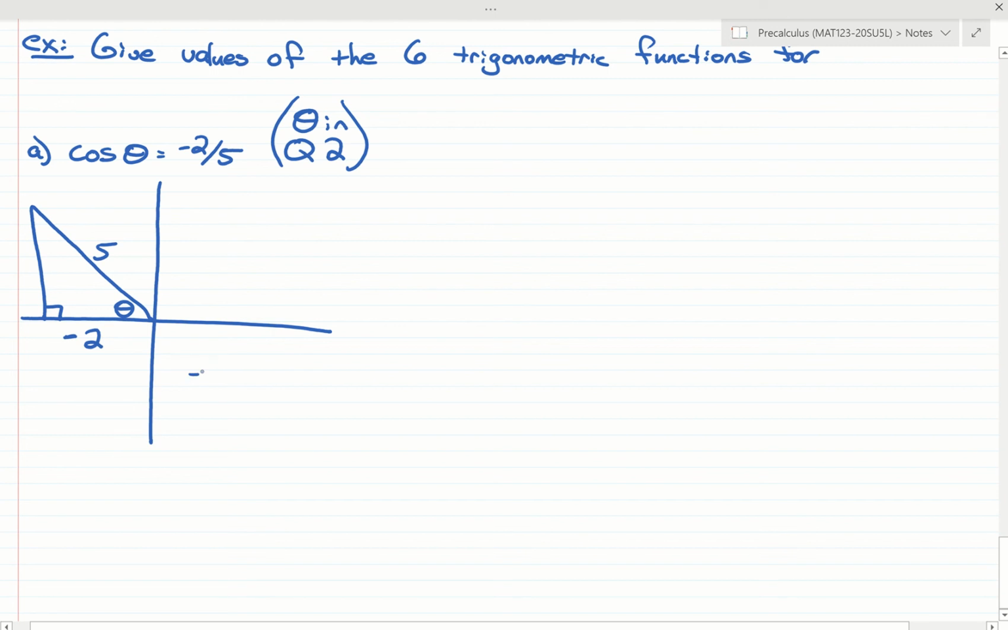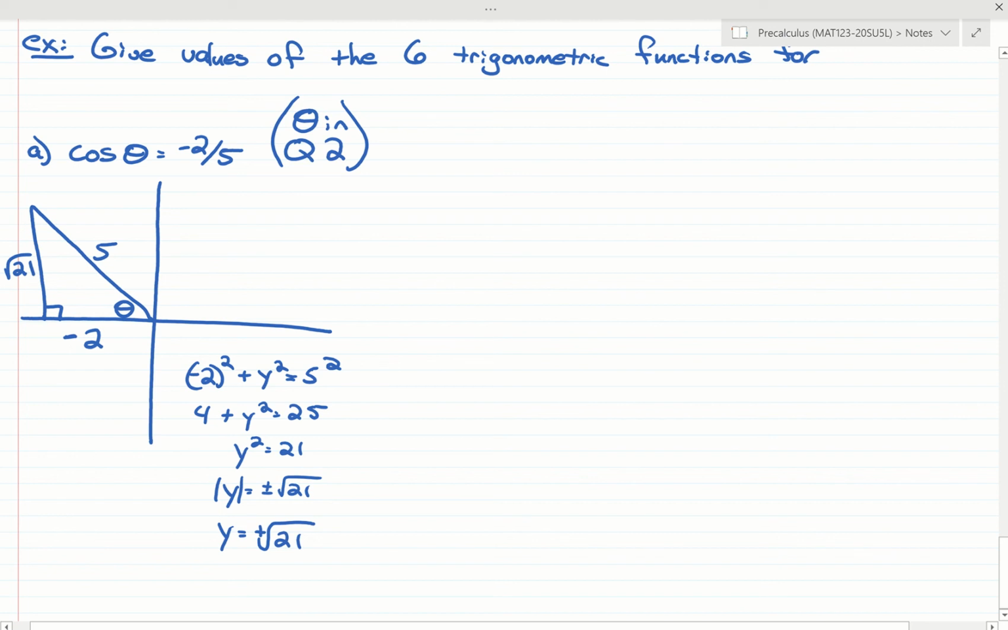And we have to use Pythagorean theorem to find our other leg. So we get 4 plus y squared is equal to 25. Y squared would be 21, and the absolute value of y would be plus or minus the square root of 21. Which one would it be? Your triangle is going up, right? So that is a positive side. Just positive the square root of 21. So now we should be able to give an answer for all 6 trig values. We just had to set it up.